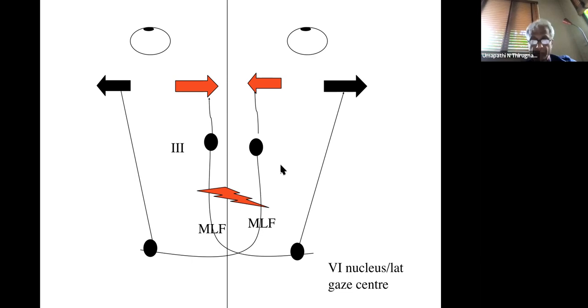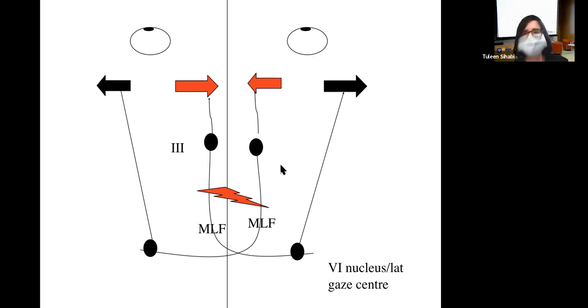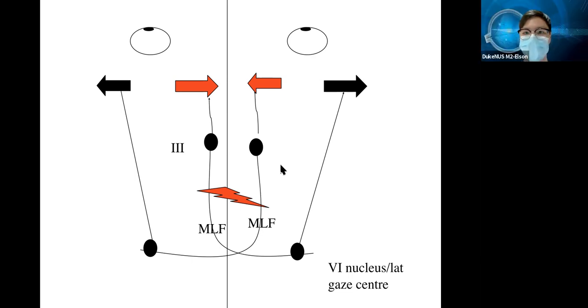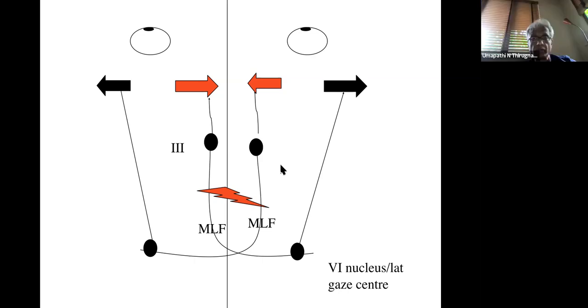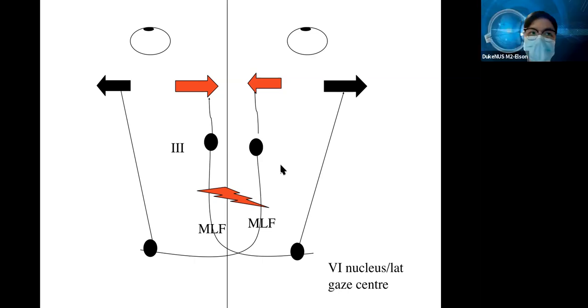Okay. Sure. Thank you so much. Yeah. Hi, Prof. I've got a question. You mentioned that for INO you get the classical nystagmus. So if it's bilateral INO, will you get a bidirectional nystagmus?